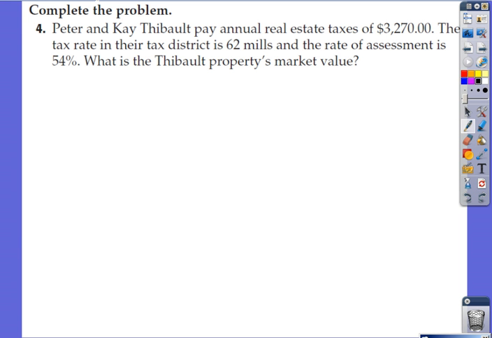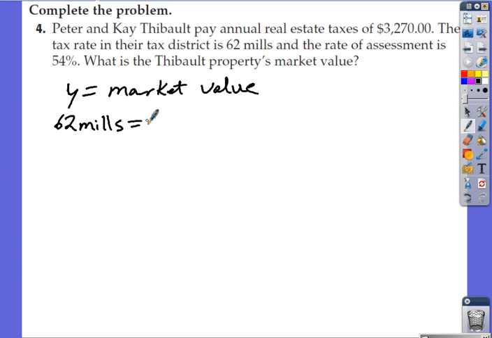Okay, let's work this out. All right, so we're going to set it up the same way we just did the example problem. We're going to let Y equal the market value. Okay, we're going to identify my mill rate. Well, if I have 62 mills in decimal form, remember, move your decimal 3 places to the left, 0.062.